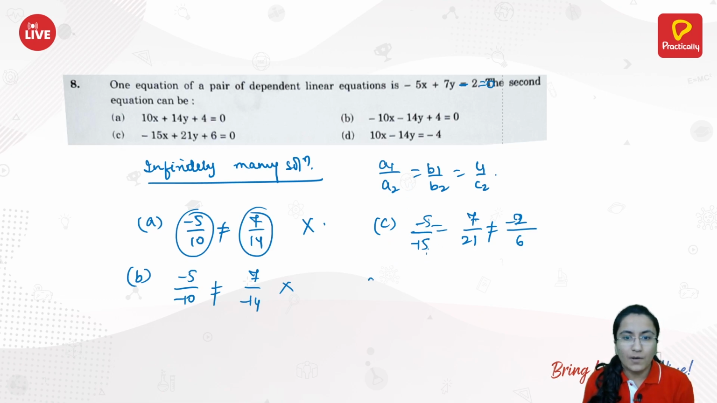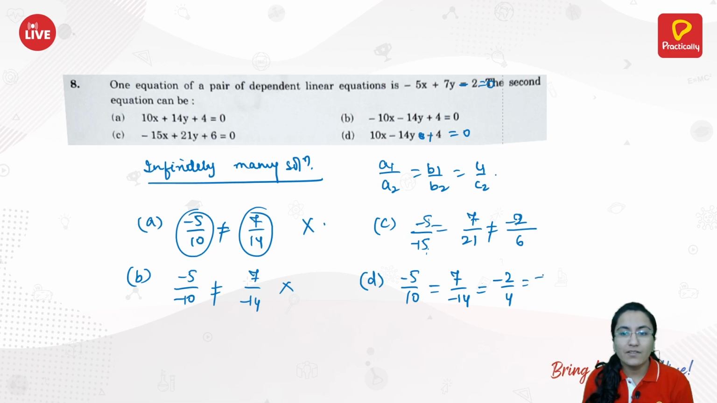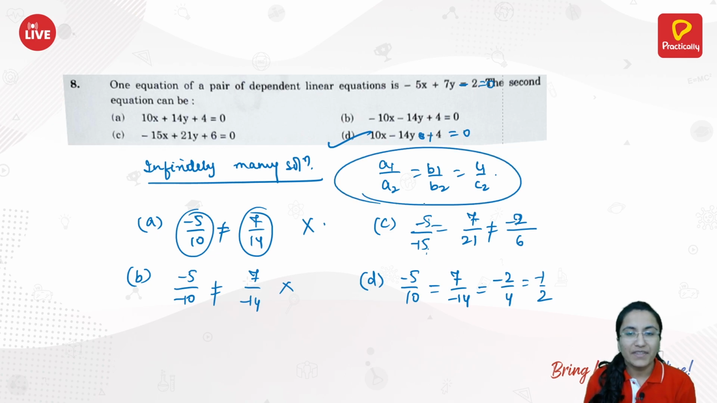So let's go to option D. First, write it in standard form. You will have this as plus 4 equal to 0. So you have minus 5 by 10, and then 7 by minus 14, and then minus 2 by 4. You can see that they are all equal and equal to minus half. That means option D is correct, right? We have checked all the options. Option D matches our requirement. So option D is the correct answer.